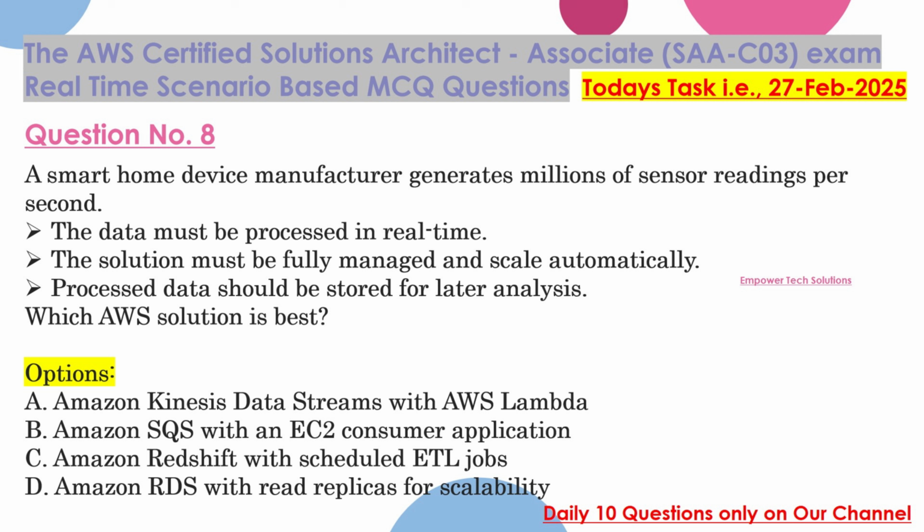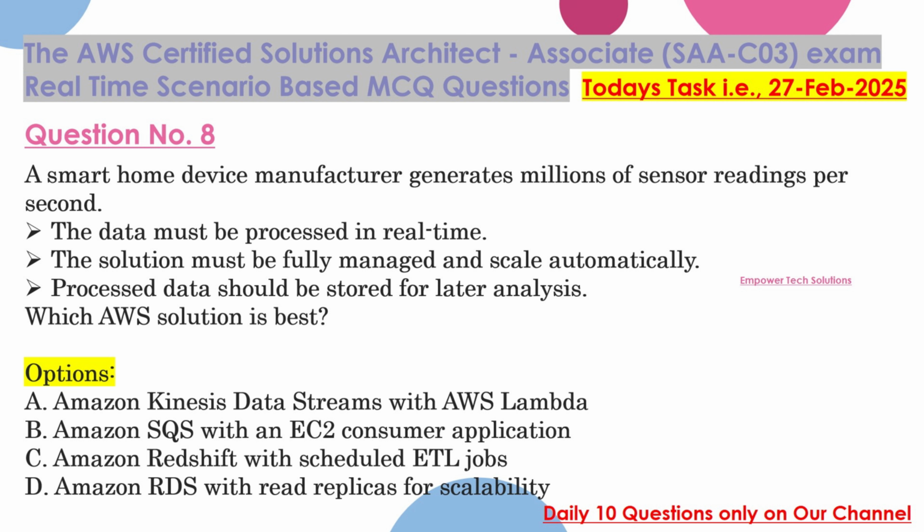Question 8. A smart home device manufacturer generates millions of sensor readings per second. The data must be processed in real time. The solution must be fully managed and scale automatically. Processed data should be stored for later analysis. Which AWS solution is best?